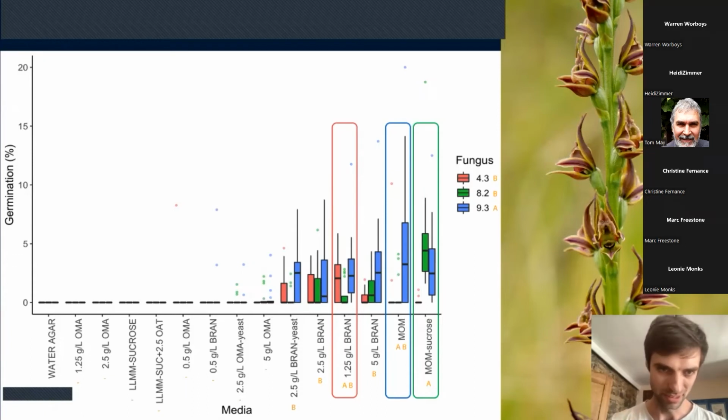This green one on the right-hand side likes the extra macronutrient MOM, but only if it doesn't have sucrose. If it's got sucrose, like in the box to the left, just normal MOM, it hardly germinated anything at all. And similarly, the red one on the left only germinated seeds when it was on a very nutrient-poor wheat bran medium. Hated the high macronutrient MOM media.